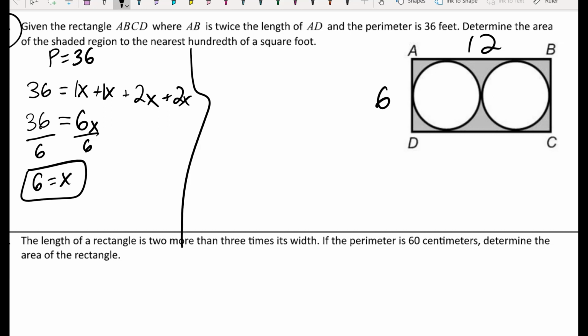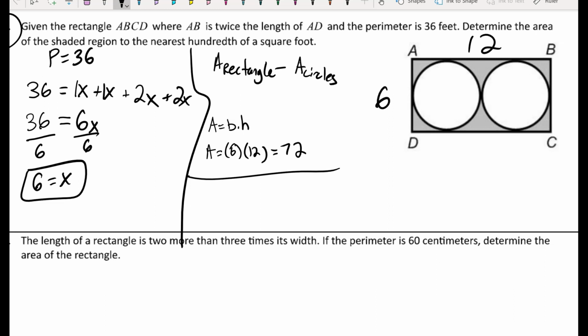Now I want the area of the shaded region. So visually, what I'm going to think to myself is I'm going to find the area of the rectangle, the full area, and subtract away the area of the two circles, the white parts. So for the rectangle, remember the area of a rectangle is just base times height. And I know those two values already. It's just 6 times 12, or 72.